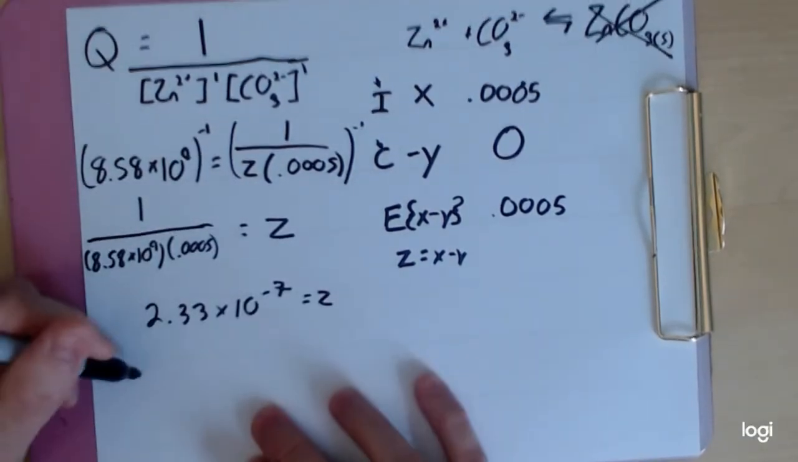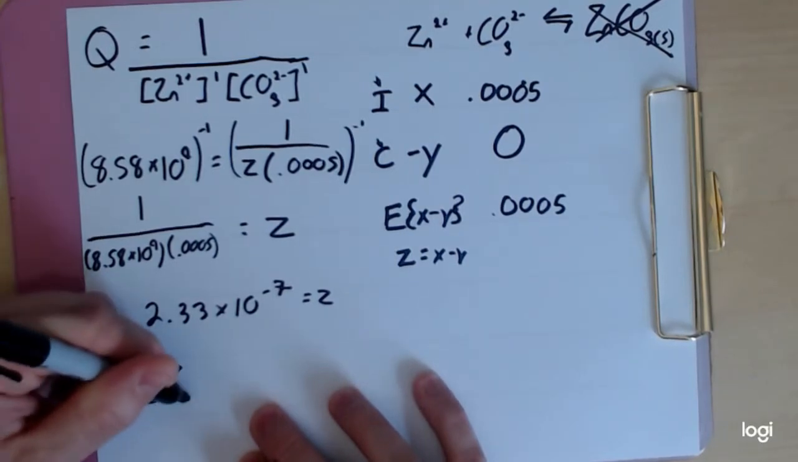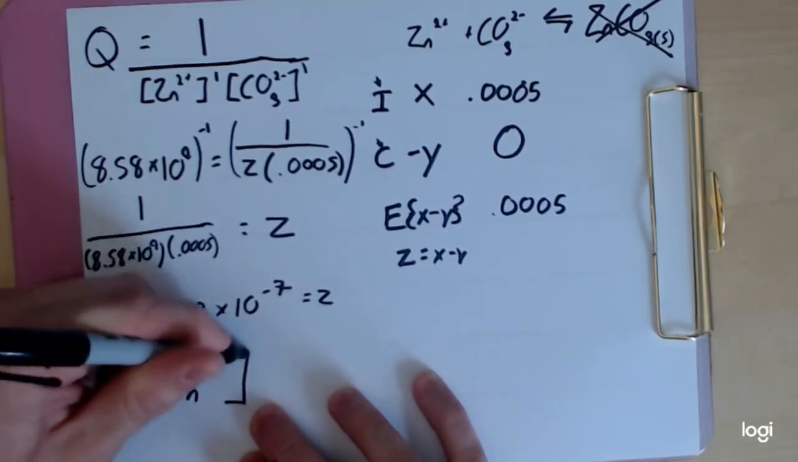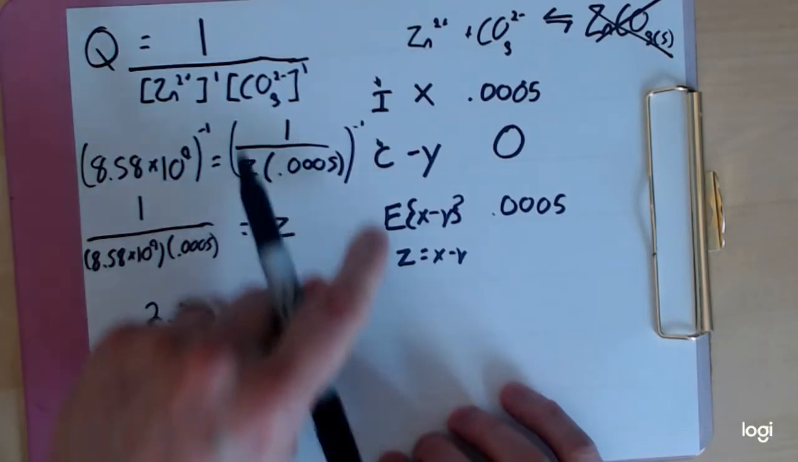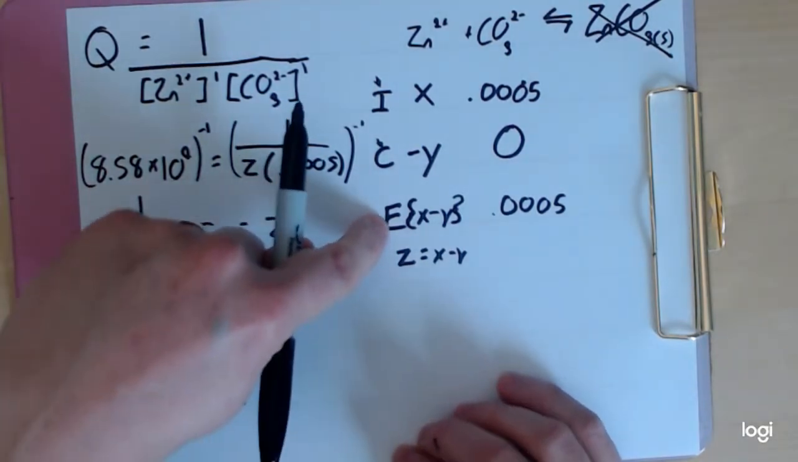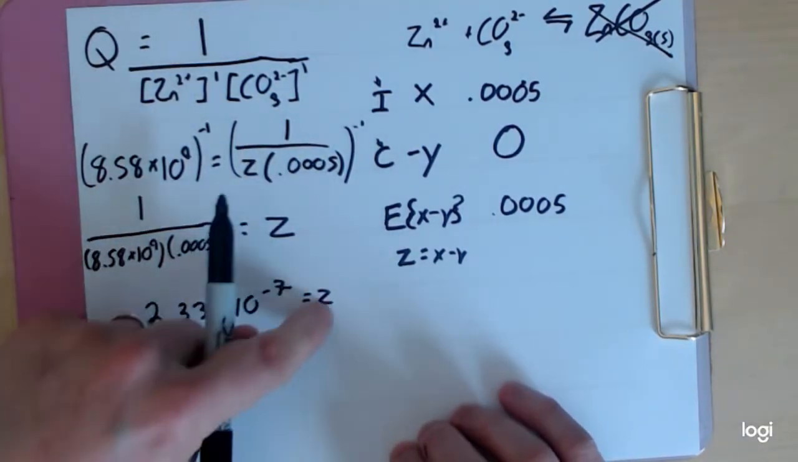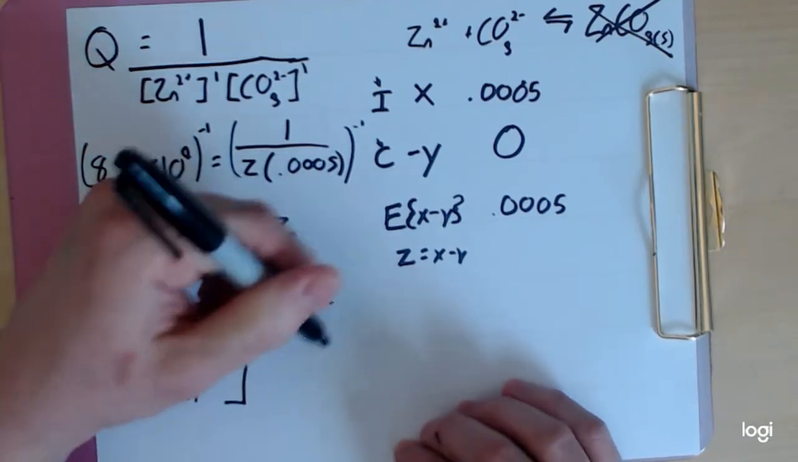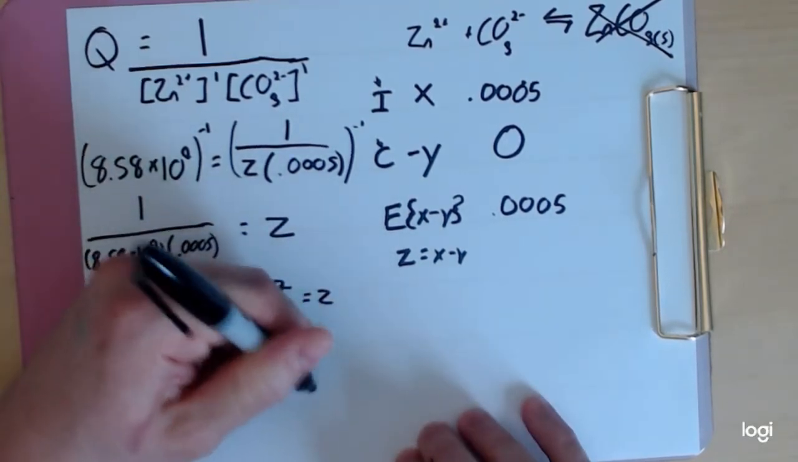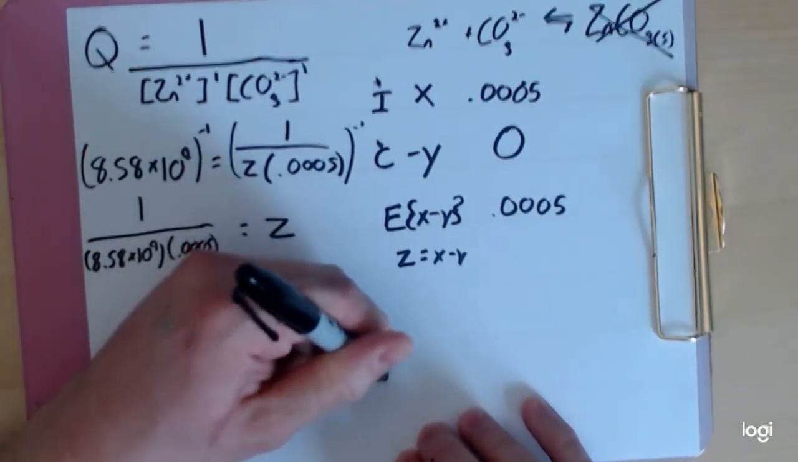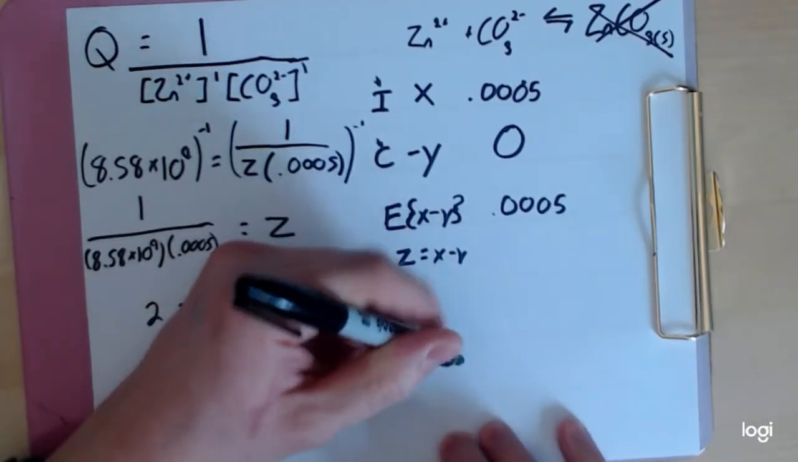And now the question was asking for the concentration of zinc 2+ at equilibrium. You can see the expression for equilibrium of zinc in terms of Z is simply just Z. So the zinc concentration equals 2.33 times 10 to the -7 molar.